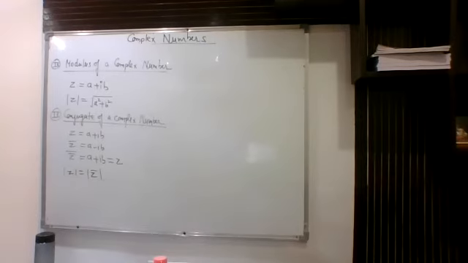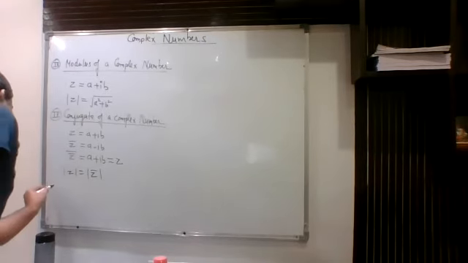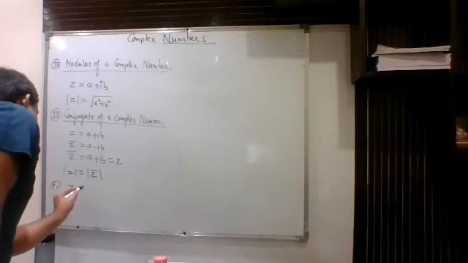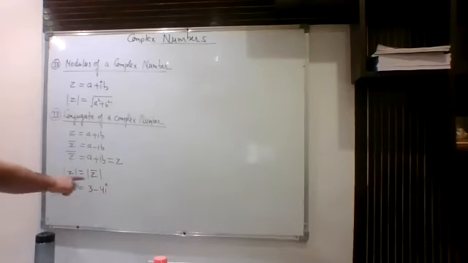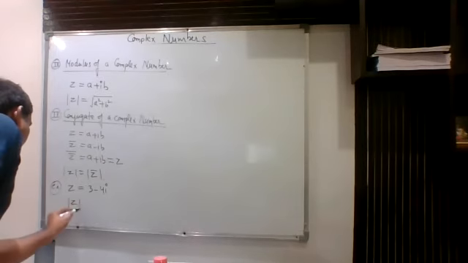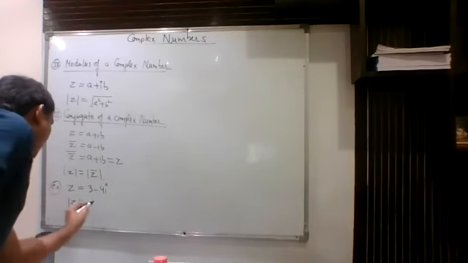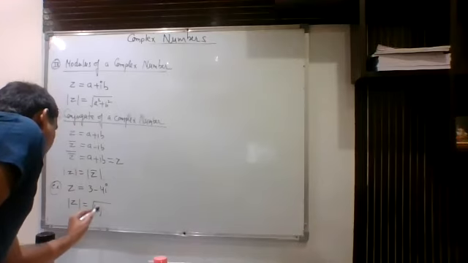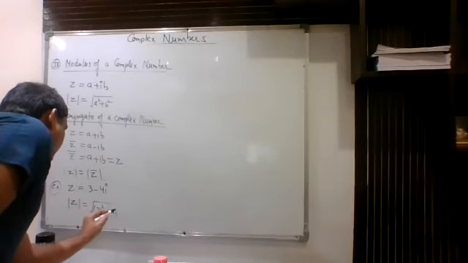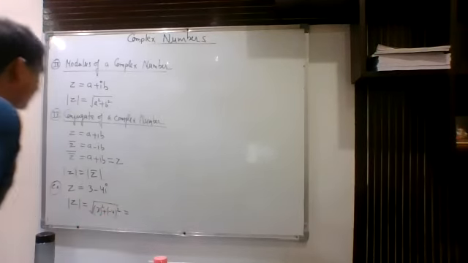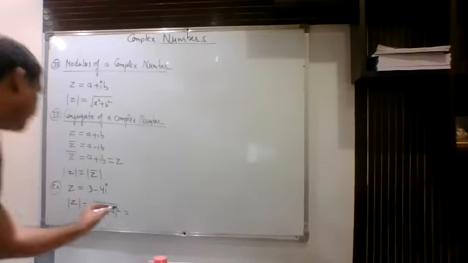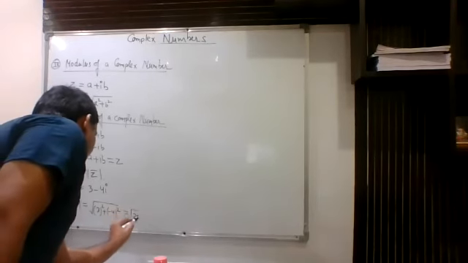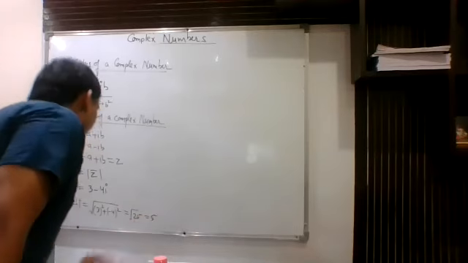Now let us see some example. Suppose z is given as 3 minus 4 iota. Now suppose you want to verify this property. So let me take modulus of this. When I take the mod of this, it will be under the root of 3 square plus minus 4 square. So this will be 9 plus 16, which is root 25. So your answer will come out to be 5.